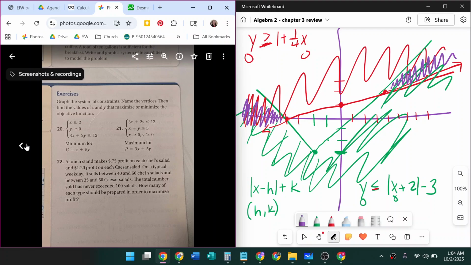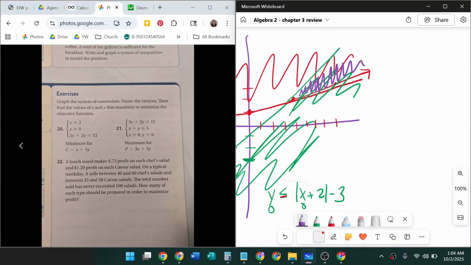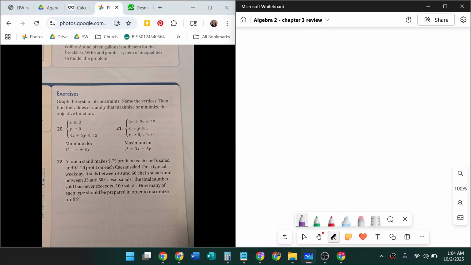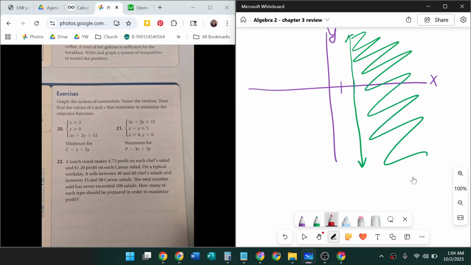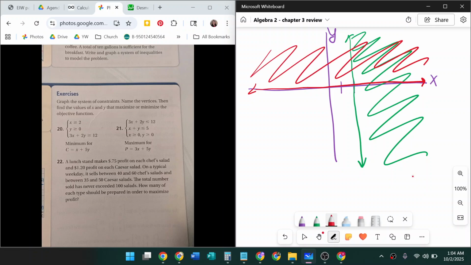Okay, this one was about the maximizing and minimizing thing that we were doing for a while. Sort of some real life stuff. So, for example, in number 20, we have x is greater than or equal to 2. So here's our x. So for x, we would draw a line here, and then we would color in everything over here. And then y is greater than or equal to 0. Here's our y. And we color in everything over. And the last one is 3x plus 2y is greater than or equal to 12.